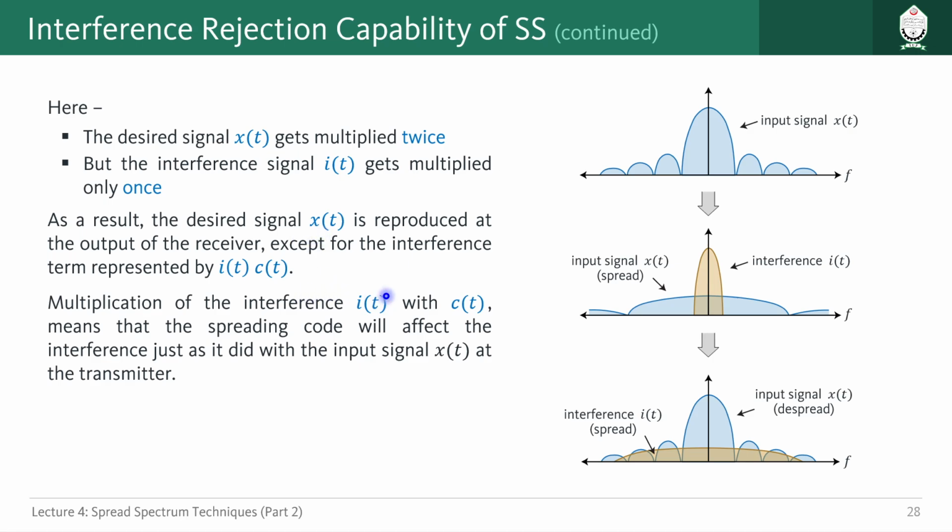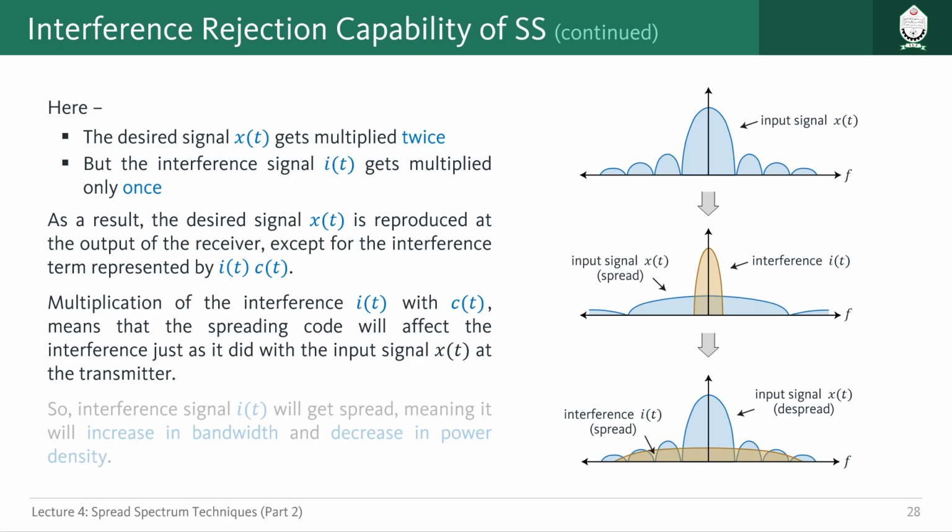But for the case of interference I of t, it will get multiplied only once with our spreading sequence c of t, and as a result our I of t will get spread. It will just get spread only, and it will increase in bandwidth and decrease in power. That can be shown graphically in the frequency domain like this.